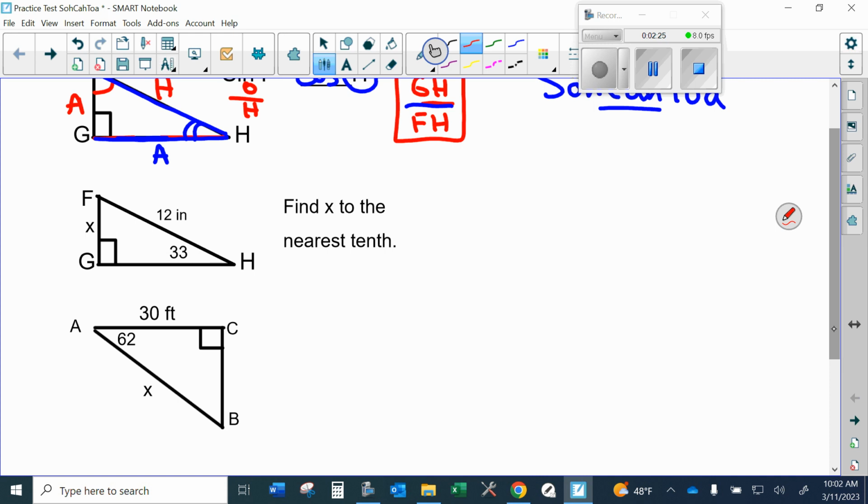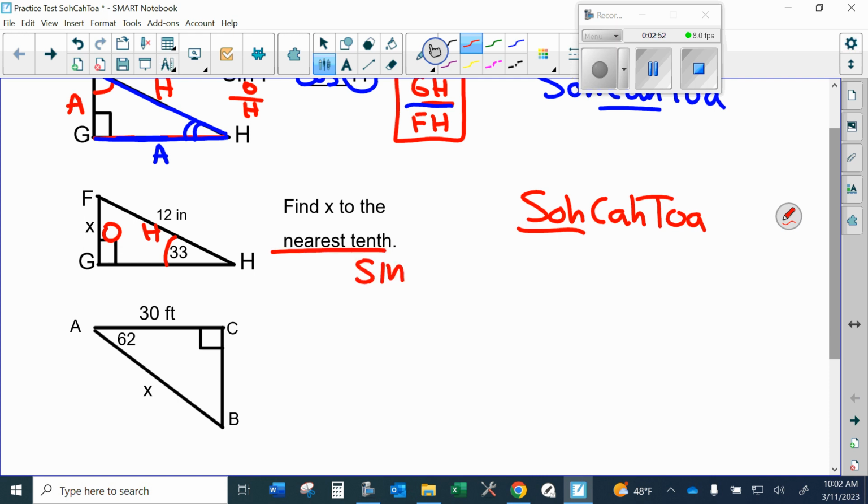Okay, so again, here's my reference angle. The angle they give me is my reference angle. You can identify all three sides, your H, O, and A, or just the two sides that they give you, your O and your H, the one you're looking for and the one that's given. So again, from SOHCAHTOA, I can see I'm dealing with O and H. So that means I'm going to be using sine right there. Of course, we're going to go to the nearest tenth.